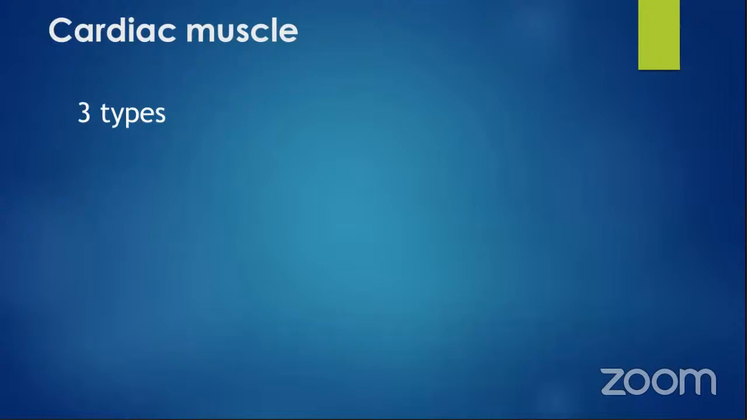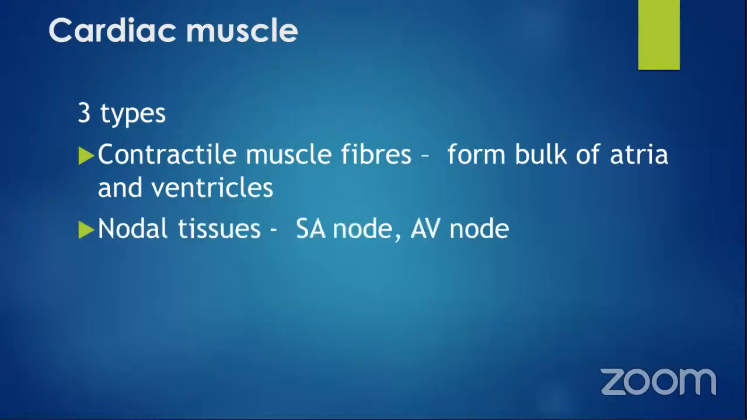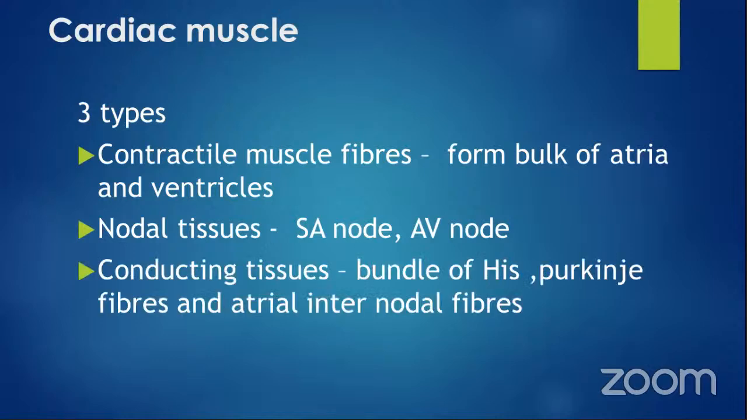Cardiac muscle can be divided into three types. First are the contractile muscle fibers. These form the bulk of the atria and ventricles, and they are for contraction. Second is the nodal tissue, that is the SA node and AV node. They contain pacemaker cells and can produce their own rhythm. The third type is the conducting tissue, which includes the bundle of His, Purkinje fibers and atrial internodal fibers.